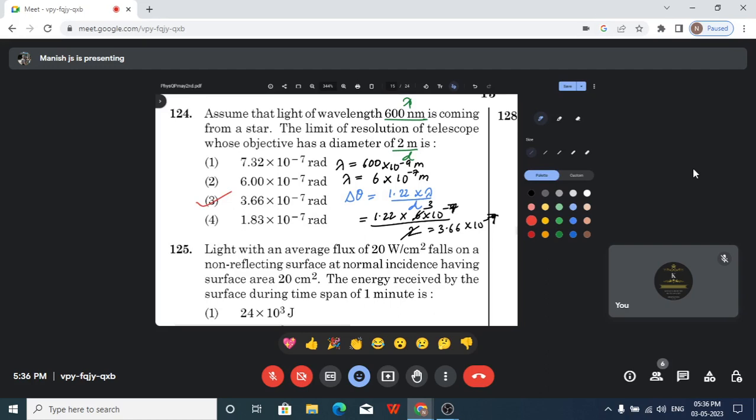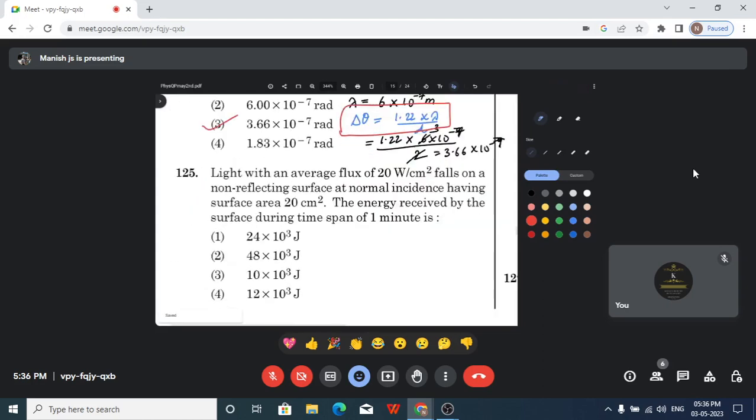Is it clear? This is how you approach this question. Again, formula plays an important role. The limit of resolution formula, we will have to remember. Next, question number 125.